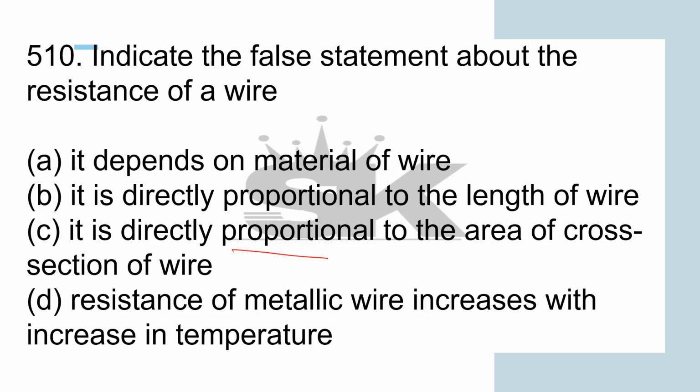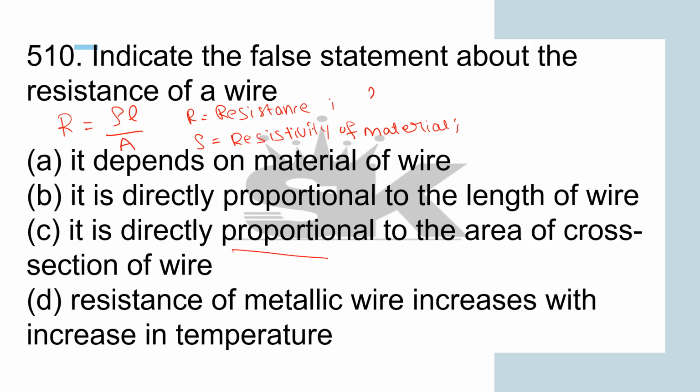Let's say resistance R equals rho L by A. Here R is resistance, rho is the resistivity of the material, L is the length of the conductor, and A is the area of cross section.